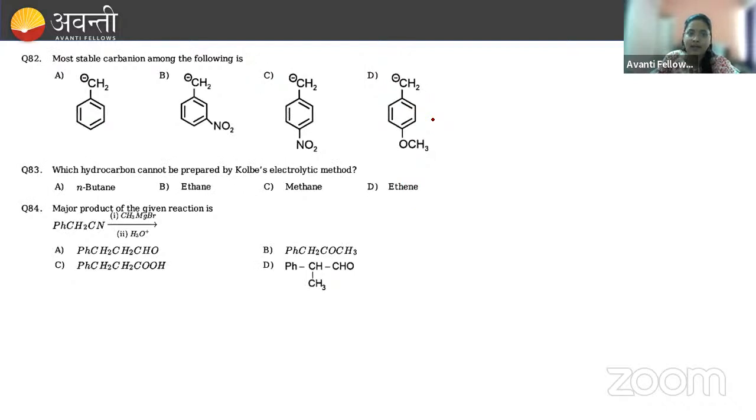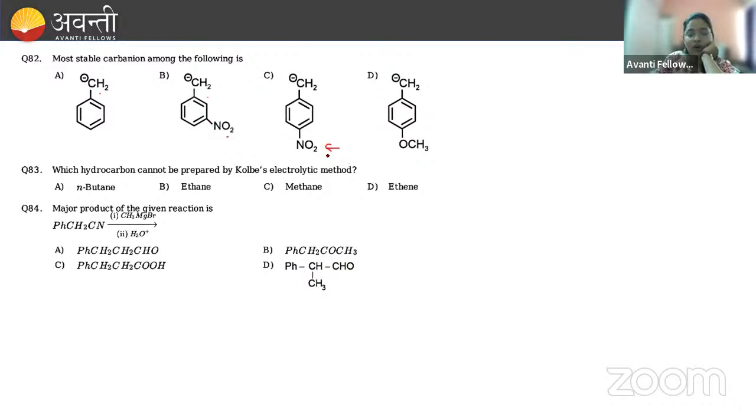Most stable carbanion among the following is? So in option A, what is there? The negative charge is present on this CH2 group. There is no stabilization given to that. No donating, no withdrawing group is present. Here a withdrawing group is present, but it is at the meta position, so it is not a good position for the withdrawing group. You know that this is the para position.